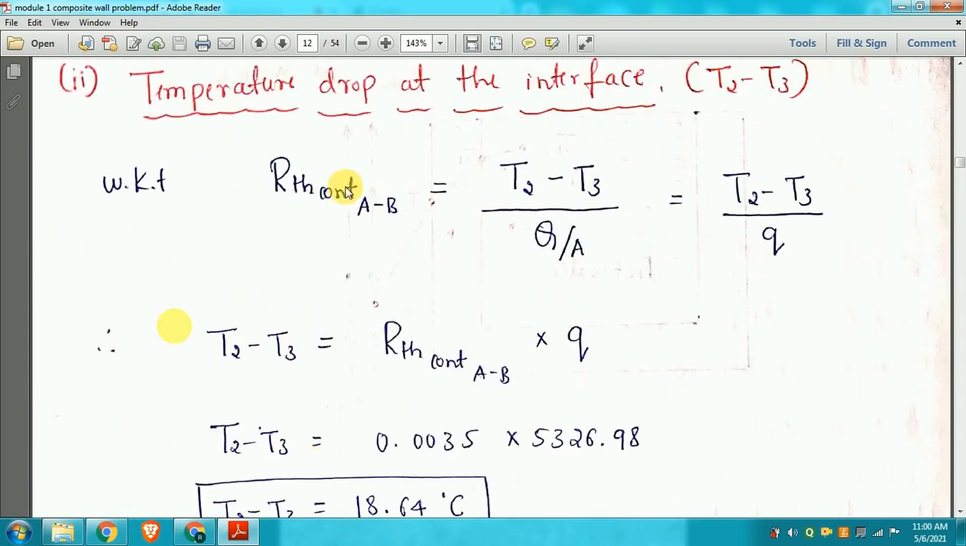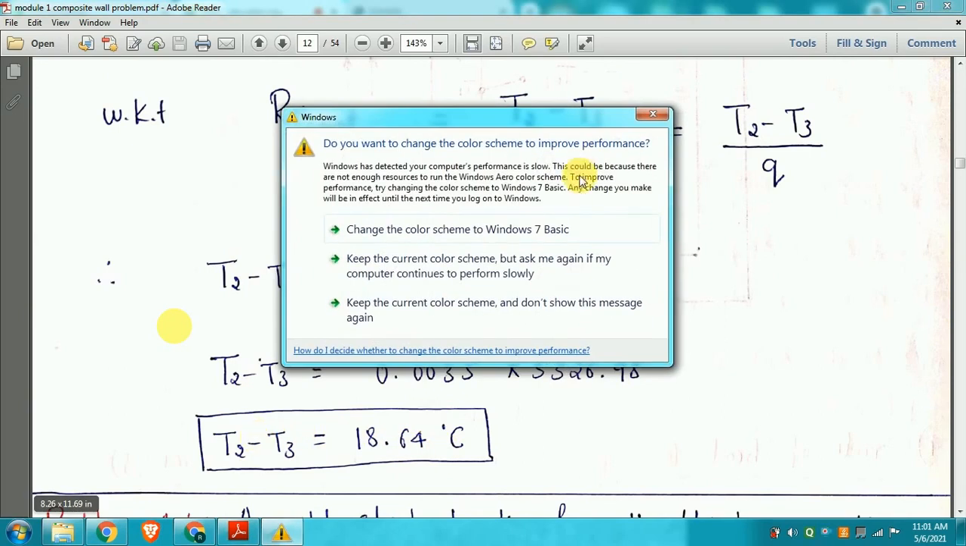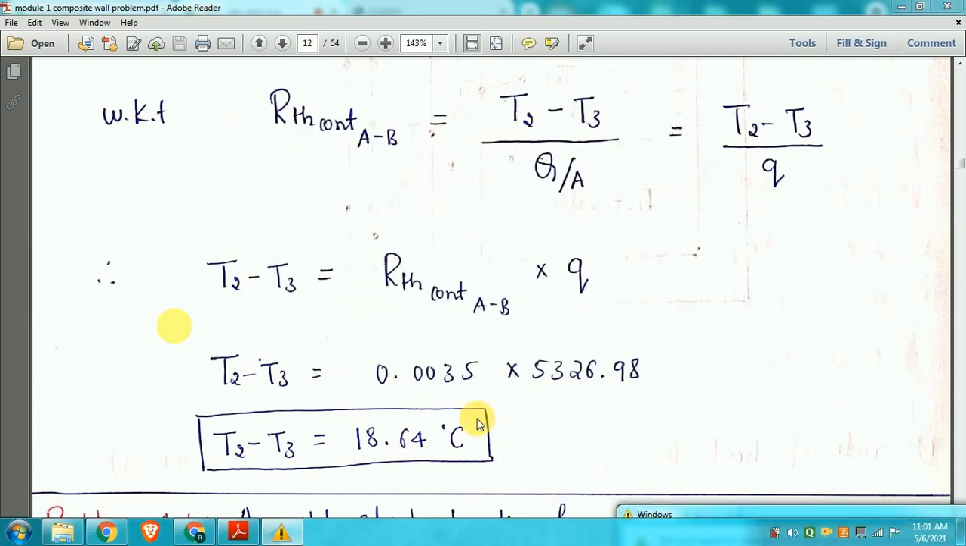So RTH contact resistance is T2 minus T3 upon Q by A. So T2 minus T3 is equal to RTH contact resistance between A and B into this heat flux. The value comes out to be 18.68 degrees Celsius. Remember, this is temperature difference. We are not finding out T2 individually and T3 individually. Very important point. We are just finding out delta T.